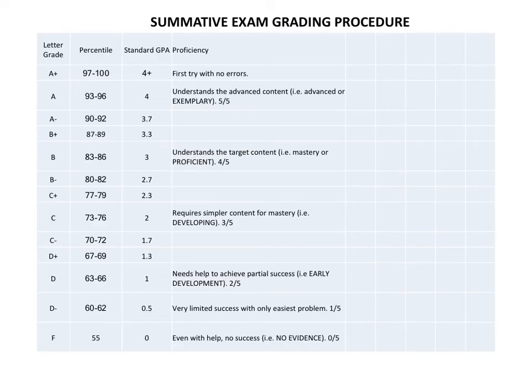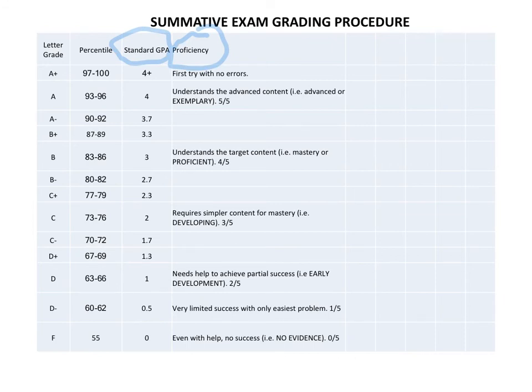Now, how are we going to do grading? Basically, I'm going to grade in the 4-point system, 0 to 4, and in terms of proficiency. So if you look at these two columns, what I call the standard GPA and the proficiency, this determines, and you look at the explanations on the right column here, whether or not you've mastered or are proficient in a particular topic.